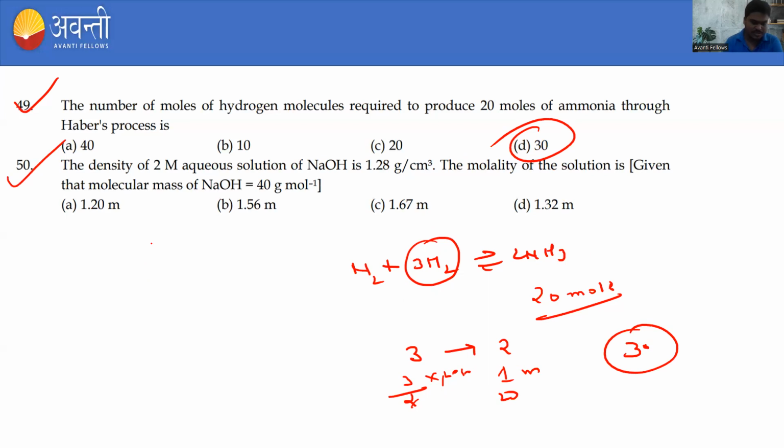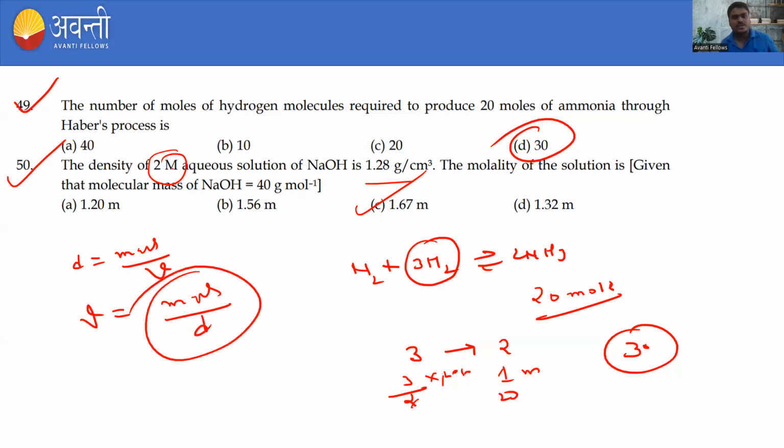Now, the next question is also very, very simple. You have to calculate the molarity of the solution. The correct answer for this is C, and it's very simple. The density of a 2 molar aqueous solution of NaOH is given, and you have to calculate the molarity. Molarity you know, and density also you know. Density is equal to mass upon volume, so from this you calculate the volume, which is equal to mass upon density. A 2 molar aqueous solution means 2 mole in 1000 ml, right? So just put the values and you can easily calculate this.